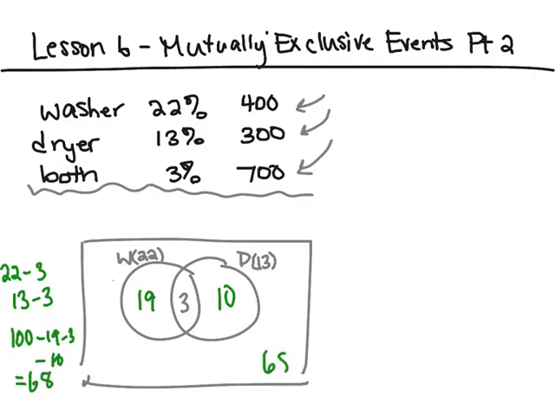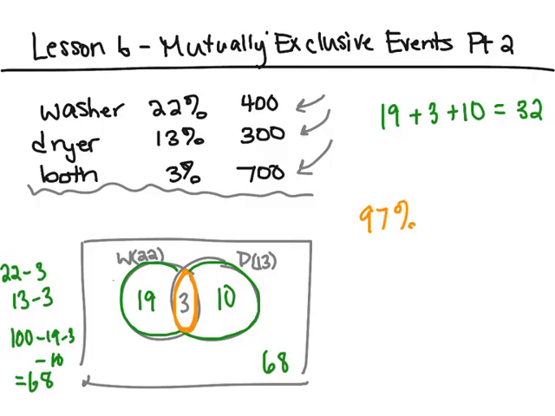So there's a 68% chance that it won't break down at all. There is a 19 plus 3 plus 10% chance that one or both will break down, which is 32%. So there isn't very high odds that one of them will break down. But the most important thing is that there's only a 3% chance that it'll break down for both of them, which means that there's a 97% chance that they both won't break.